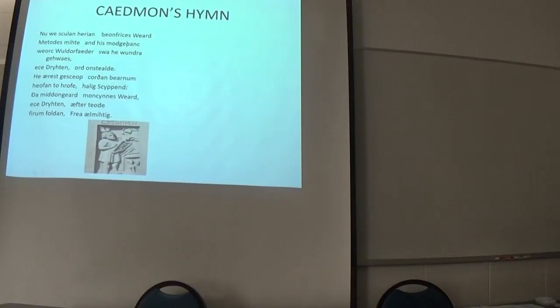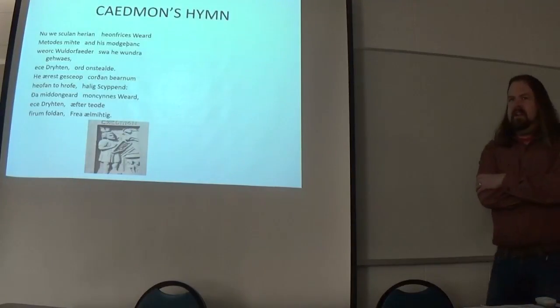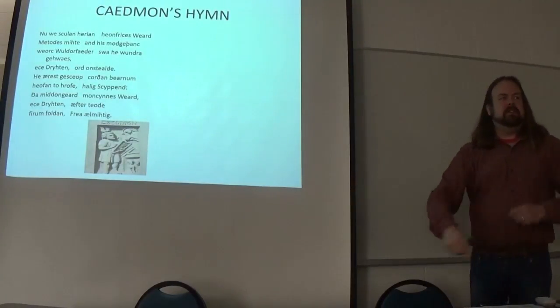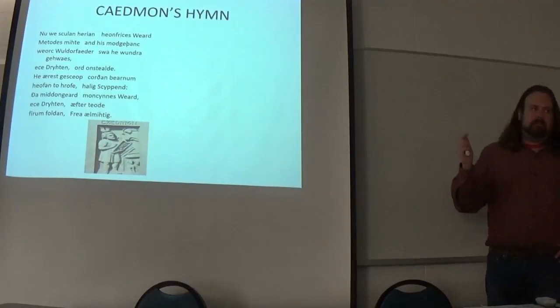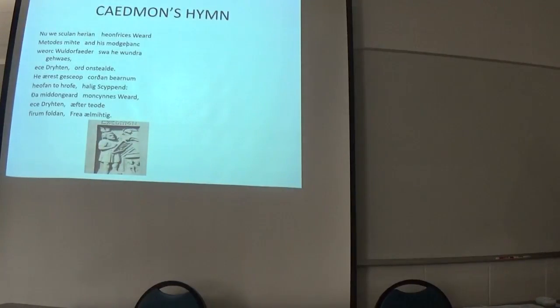This is the earliest poem in the English language that we know of. It's called Caedmon's Hymn. It was supposedly composed spontaneously by an illiterate stable hand who worked in a monastery. His name was Caedmon. And the poem goes something like this.